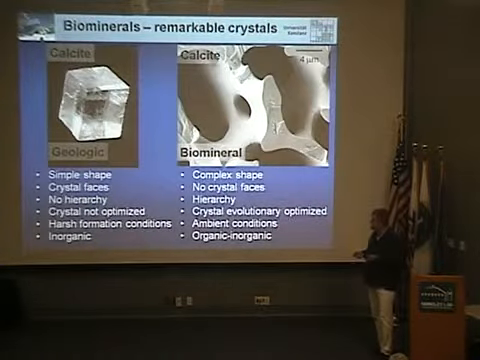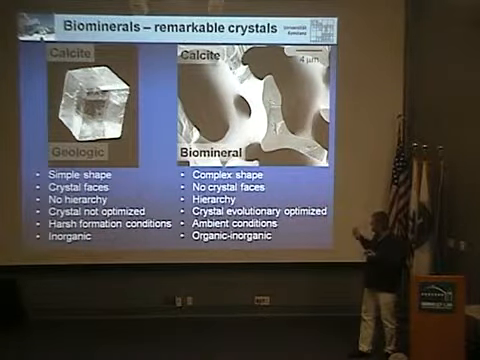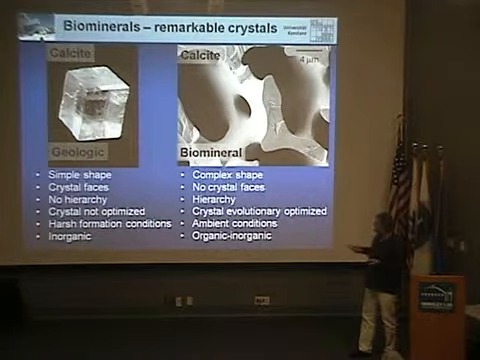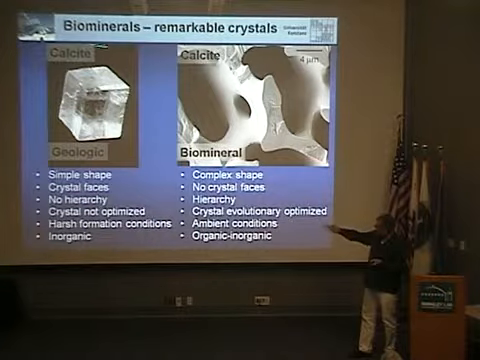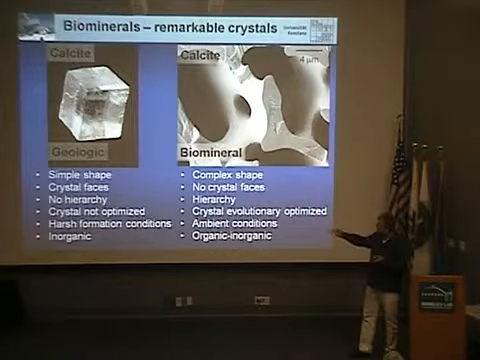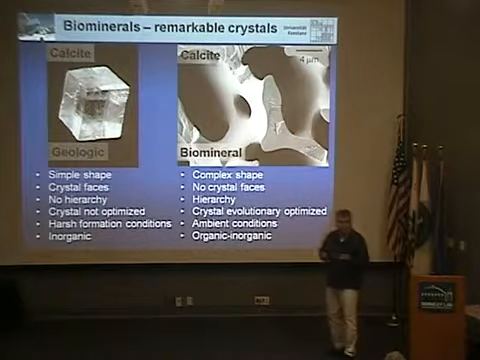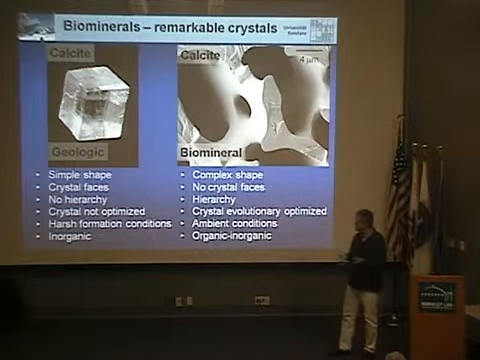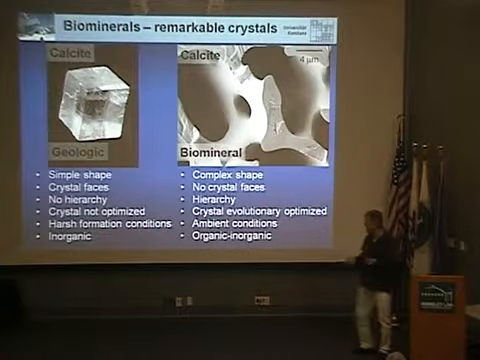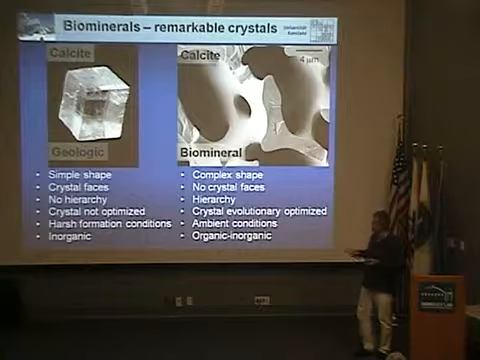But the big question is now, why are these biominerals so different from a normal crystal, and how do they form? So I have calcium carbonate here as a geological deposit in the form of calcite, the typical rhombohedral crystal. We all see it's got a simple shape, it's got faces, and it's got angles between the faces. So that's what we know from a crystal in a textbook. It's got no hierarchy, and usually it's formed under harsh conditions, and it's purely inorganic.